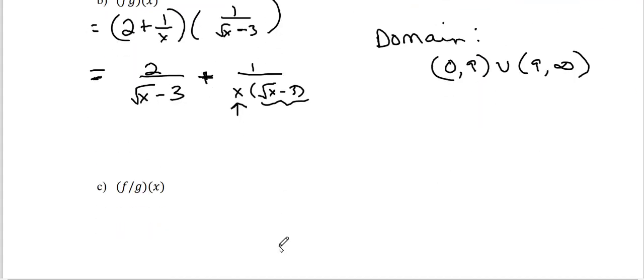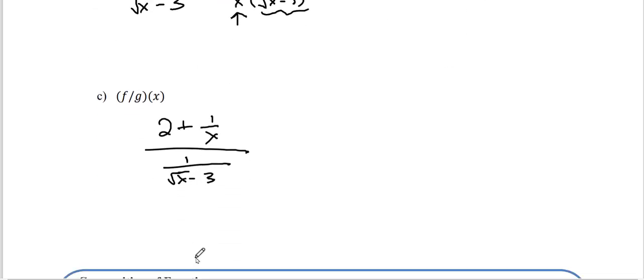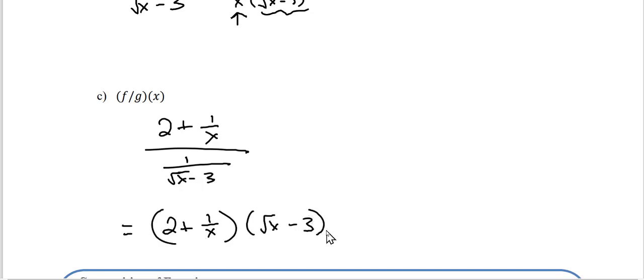Let's do the division here. It's going to be 2 plus 1 over x, over 1 over square root of x minus 3, which is, remember, when we divide by a fraction, we multiply by its reciprocal. So we have that. And I suppose we could distribute that out if we wanted.